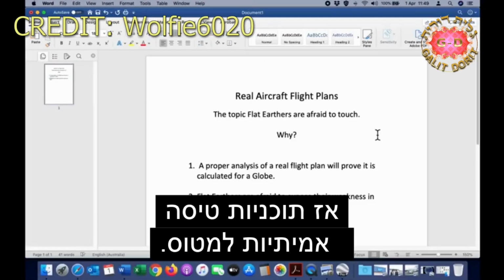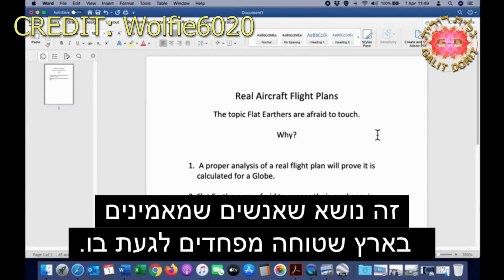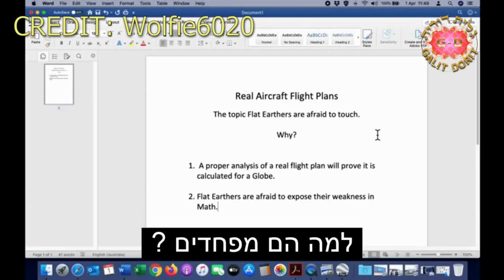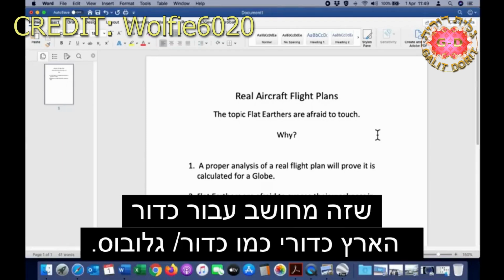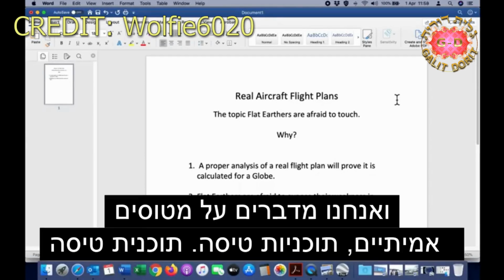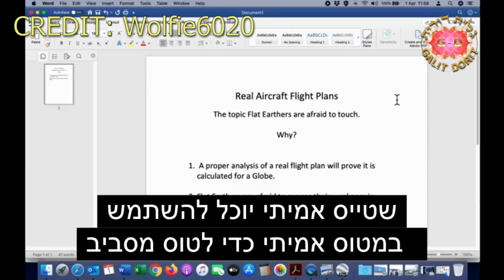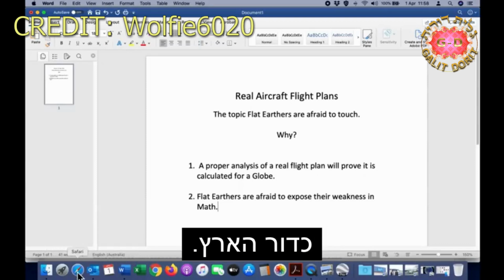So, real aircraft flight plans, the topic that flat earthers are afraid to touch. Why are they afraid? Because a proper analysis of a real flight plan will prove it is calculated for a globe. And we're talking about real aircraft flight plans, a flight plan that a real pilot can use in a real aircraft to fly around the Earth.